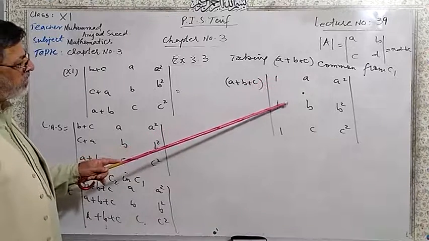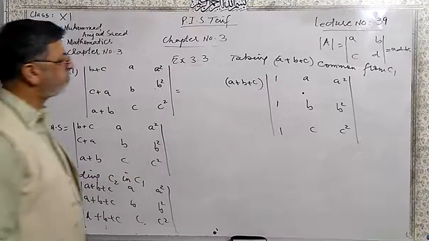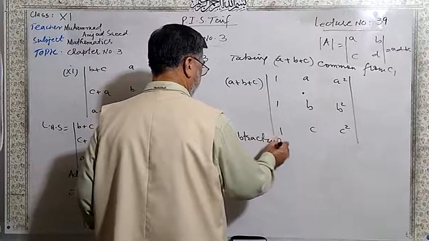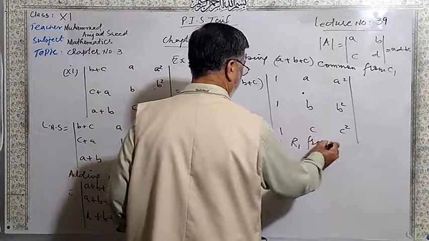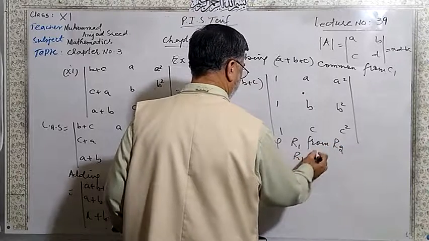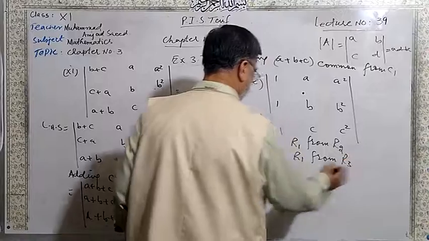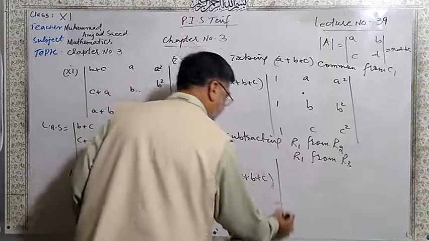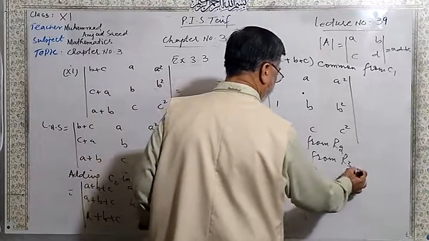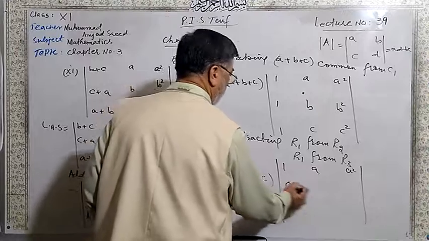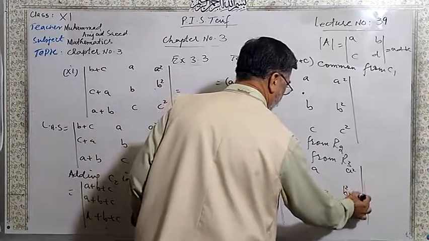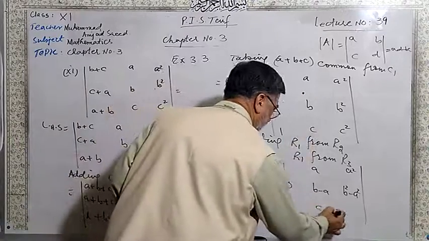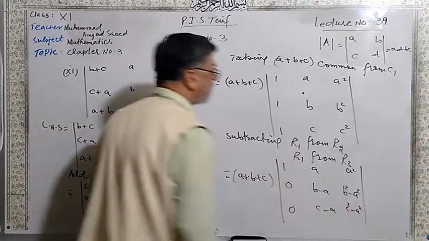Subtracting R1 from R2 and R1 from R3. We are left with A plus B plus C. Here is 1, A square, 0, B minus A, B square minus A square, 0, C minus A, C square minus A square.